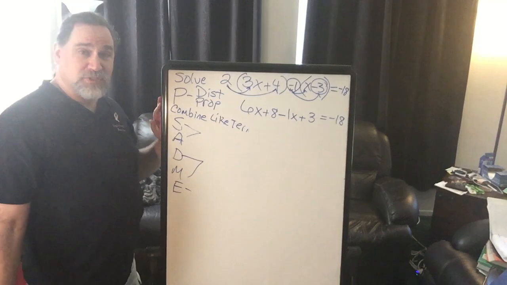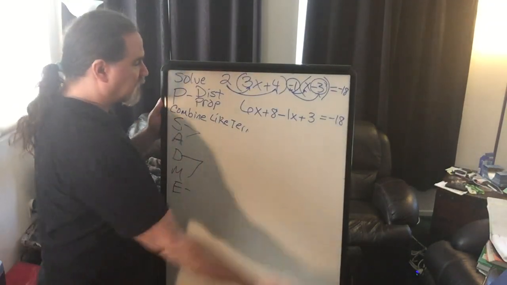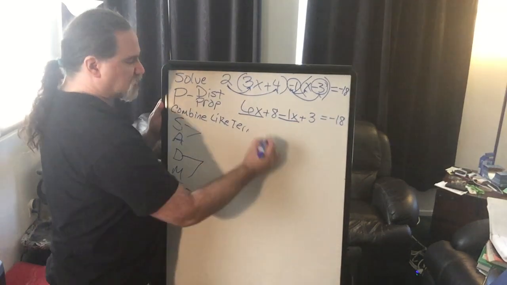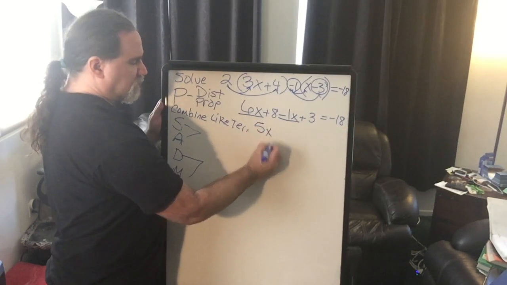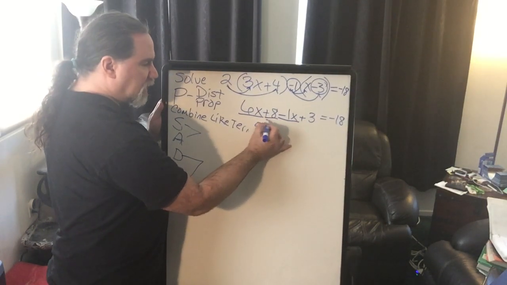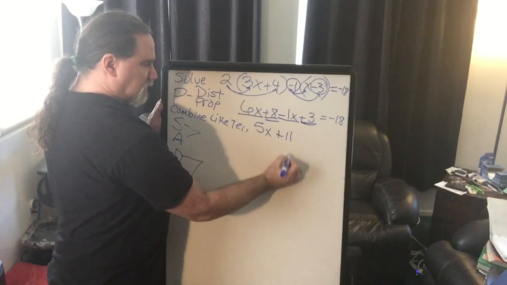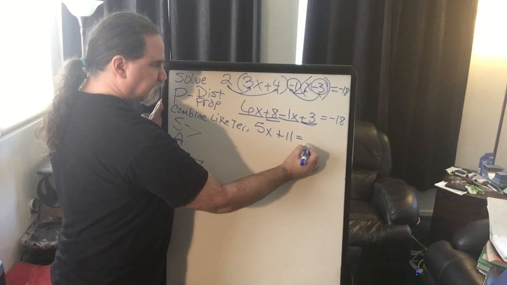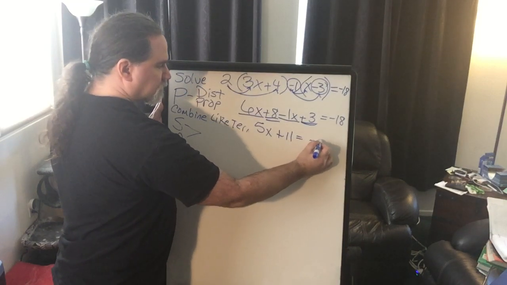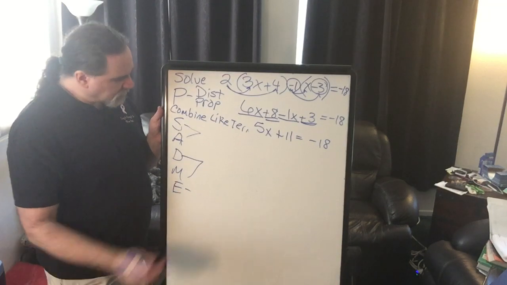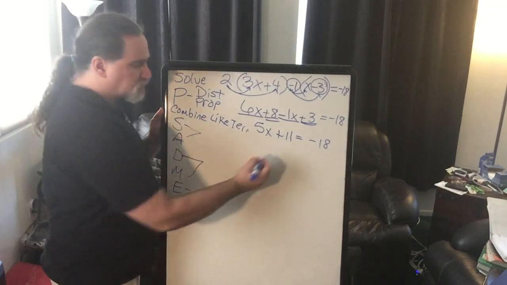Now I got to combine like terms. And again, I'm going to have to do this twice because I have a 6x and a minus 1x. 6 minus 1, that's 5x. I have a positive 8 and I have a positive 3. That's going to get me a positive 11. Then now I'm back down to these. Subtract.